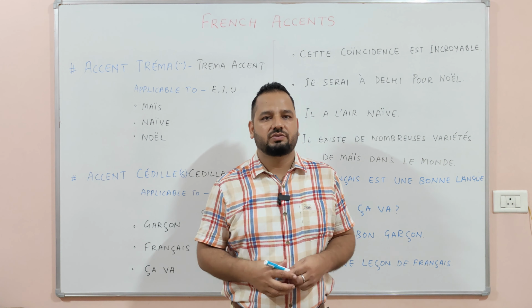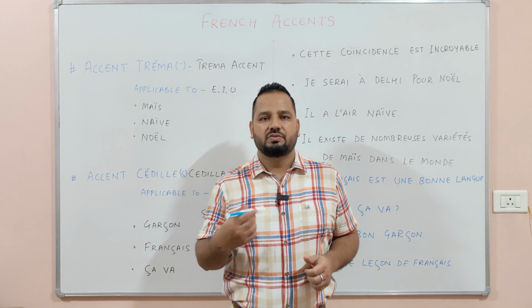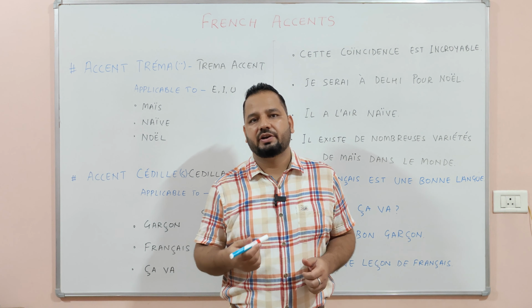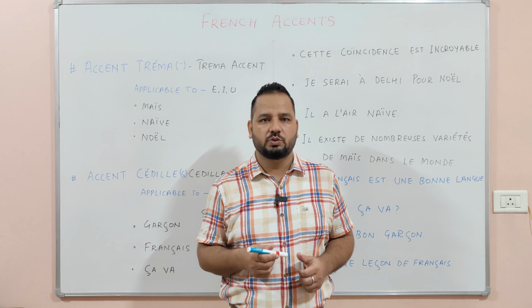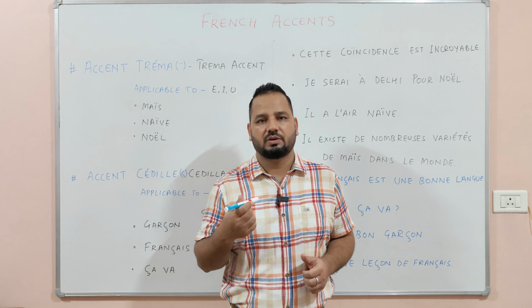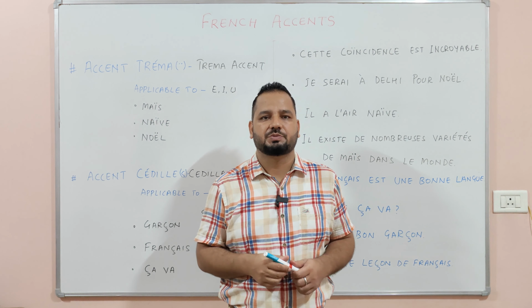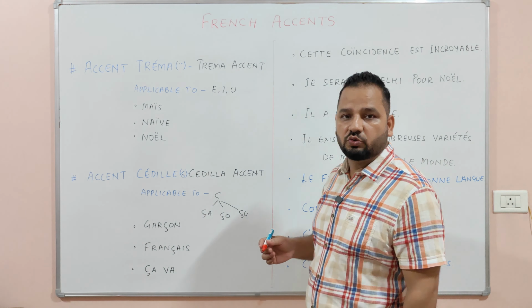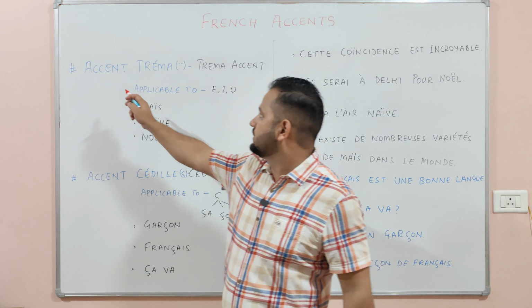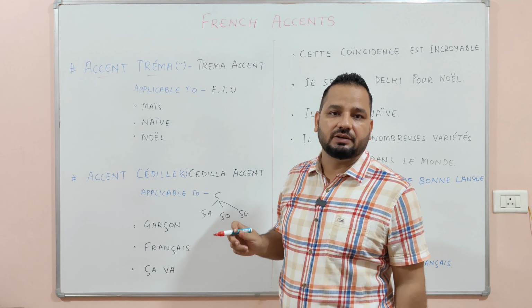This is the second part of the video French accents. In our last video, we have already discussed accent aigu, accent grave and accent tréma. If you haven't watched that video yet, I'll share the link in the description box. So let's start with the fourth accent. This is called accent tréma.